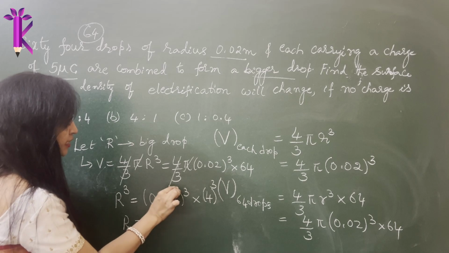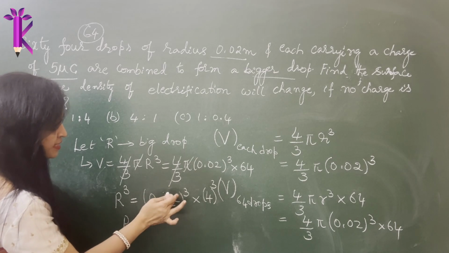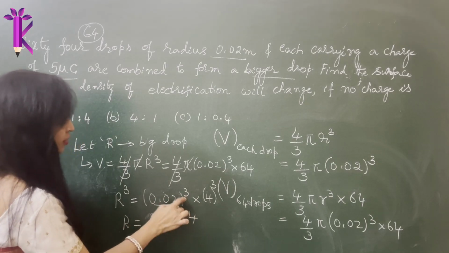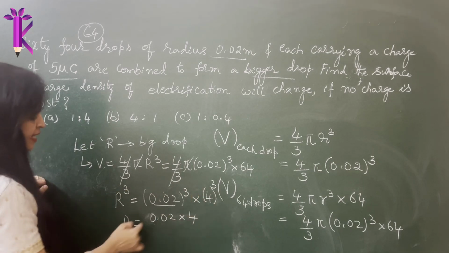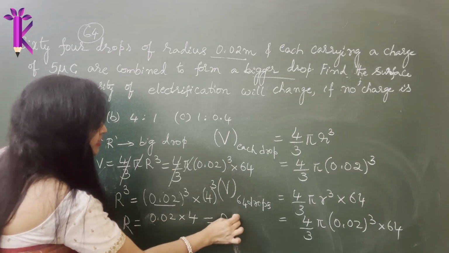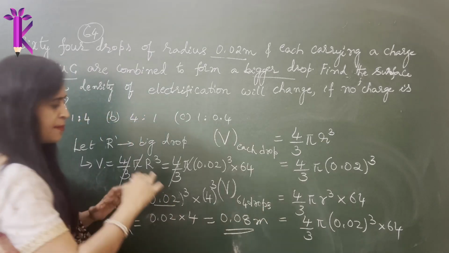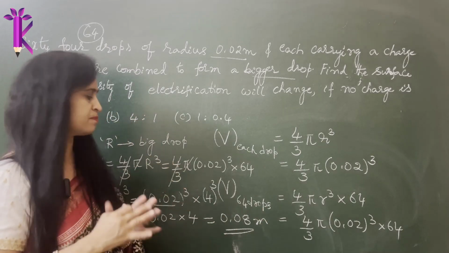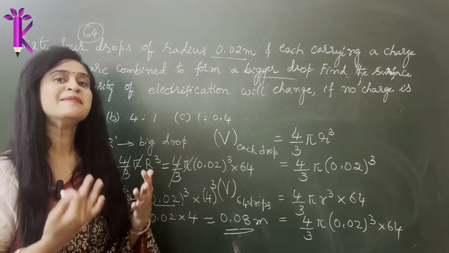0.02 multiplied by 4, because I have taken cube root on both LHS and RHS. Cube root and cube get cancelled. We are left with R is equal to 0.02 into 4, which is nothing but 0.08 meter. So when you combine 64 drops together, the big drop that is formed will have a radius of 0.08 meter.